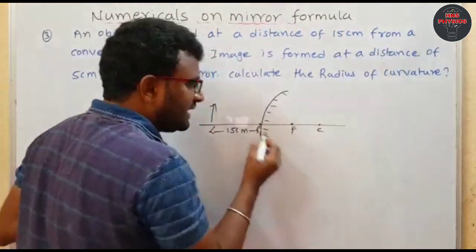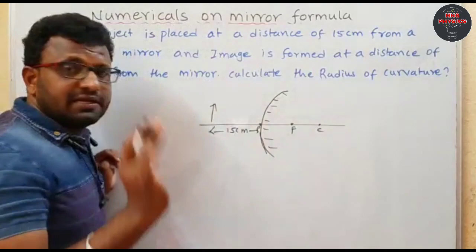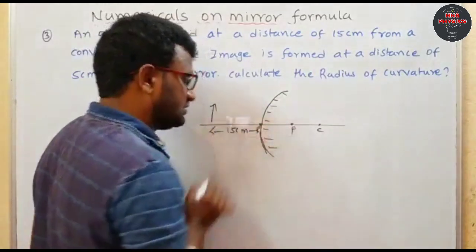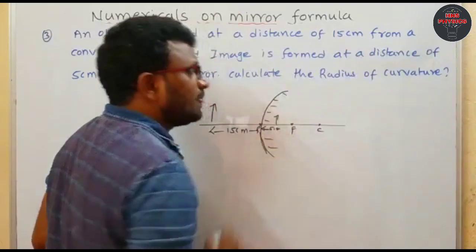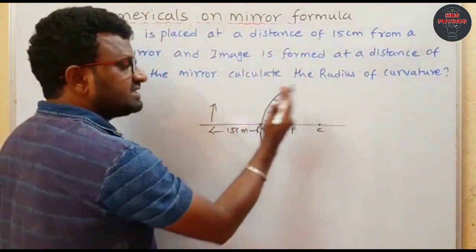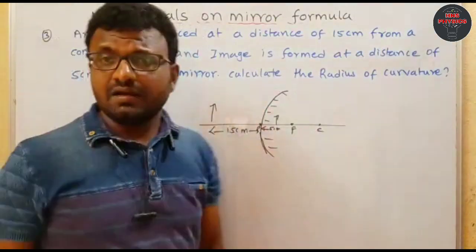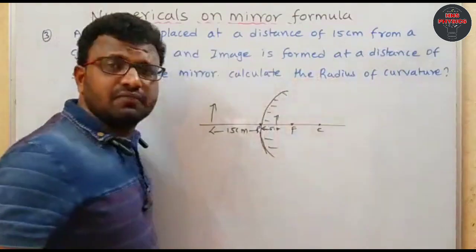So we know already that wherever you place the object between infinity and the pole, the image is formed between the pole and the focus only. So the image is formed 5 centimeter from the mirror. This is the pole. Here object distance is negative, image distance is positive. Now we have to find the focal length of the mirror and the radius of curvature.